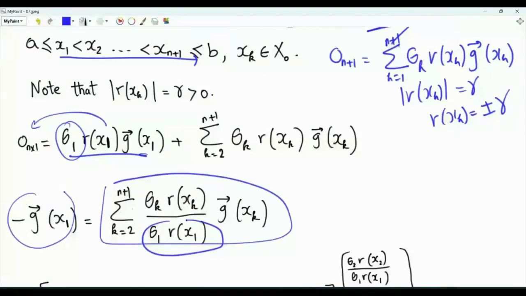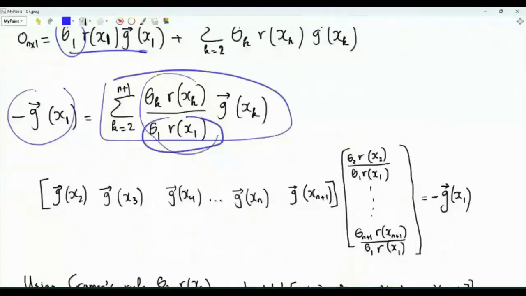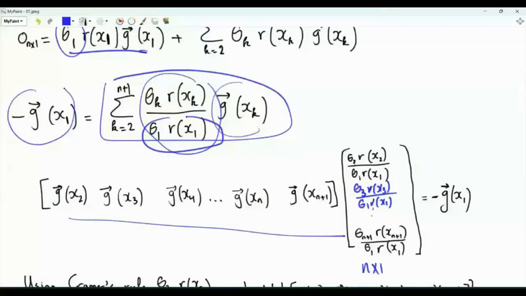Let's rewrite this as a matrix vector equation. We can collect those in an n by 1 column vector. The topmost element is theta 2 r of x2 divided by theta 1 r of x1. Then we have theta 3 r of x3 divided by theta 1 r of x1, all the way to theta n plus 1 r of x n plus 1 divided by theta 1 r of x1. And the matrix here will be g arrow of x2, g arrow of x3, all the way to g arrow of x n plus 1.